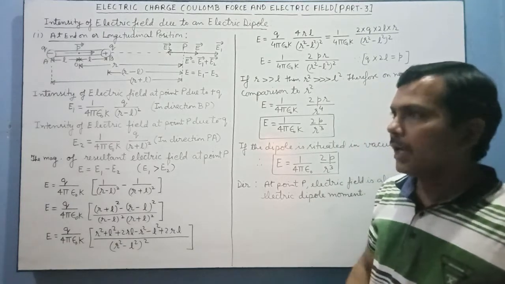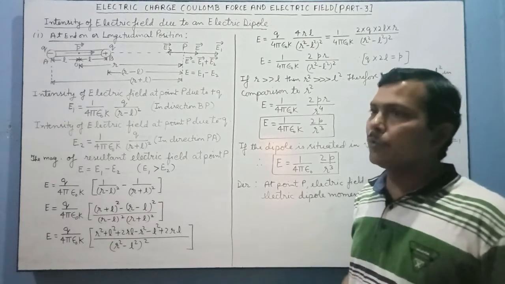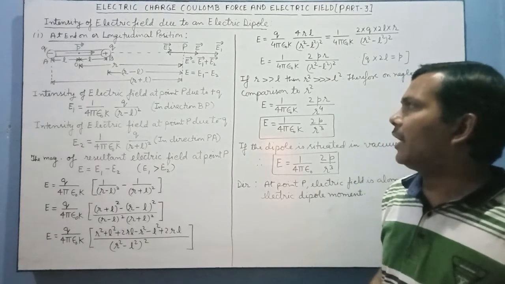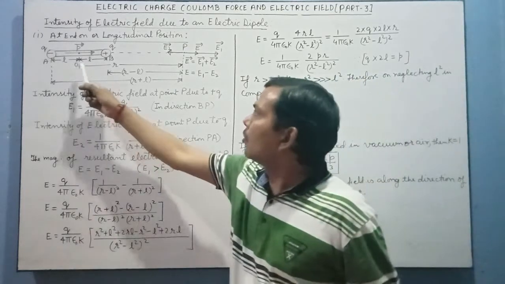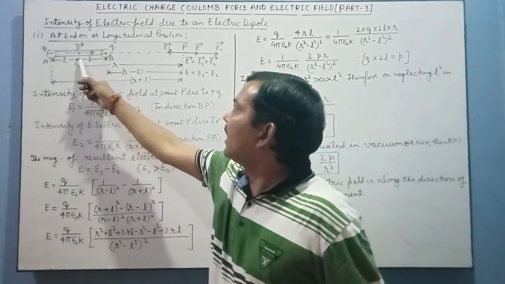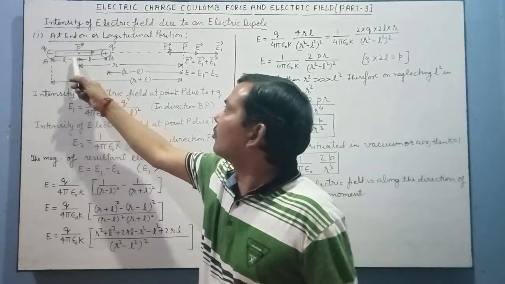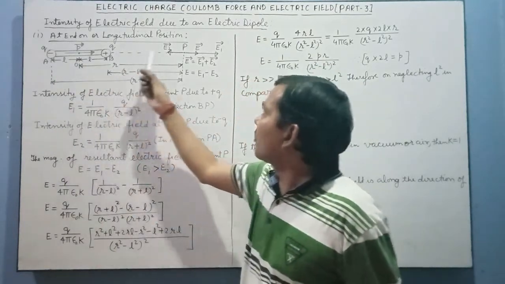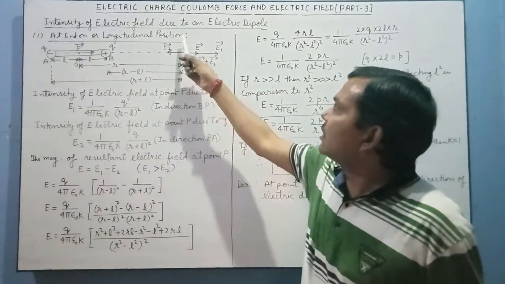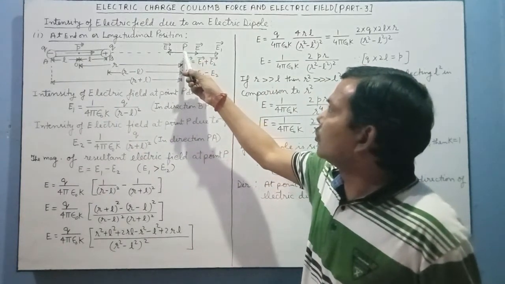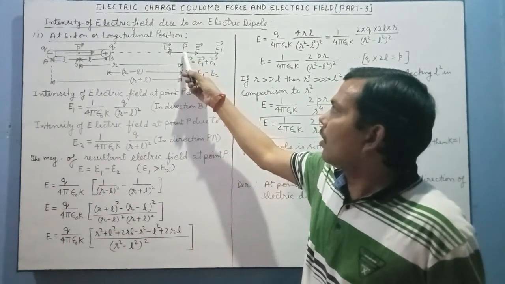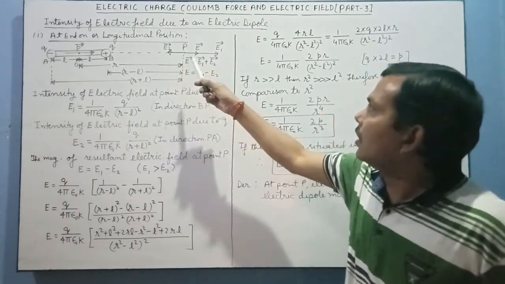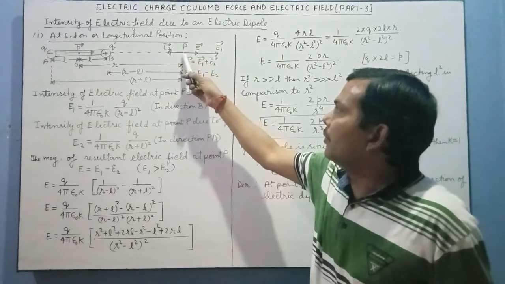I have considered this dipole to be placed in a medium of dielectric constant K, and O is the midpoint and L is the distance from the center to each of the charges. We have to determine intensity of electric field due to this dipole on longitudinal position at point P.